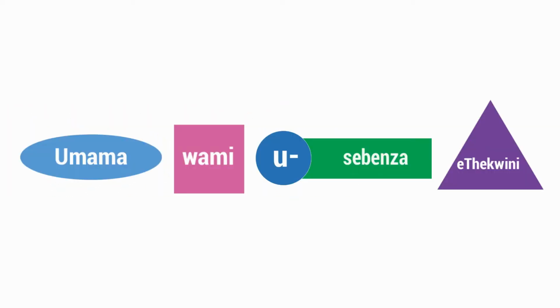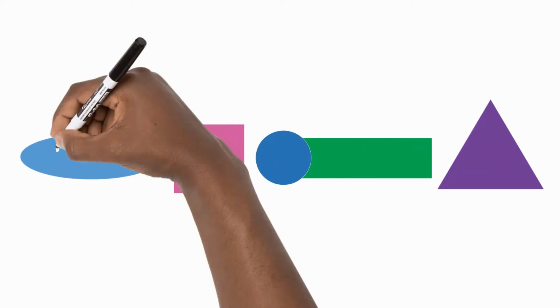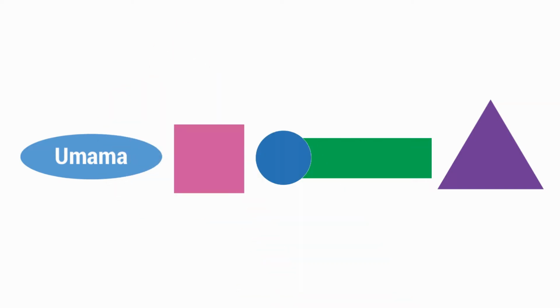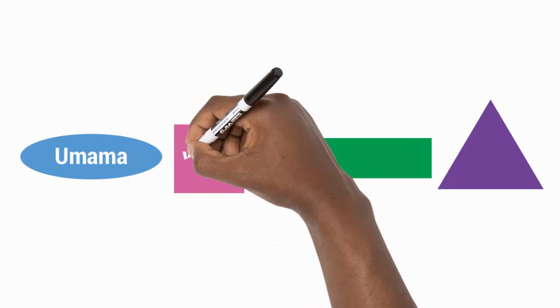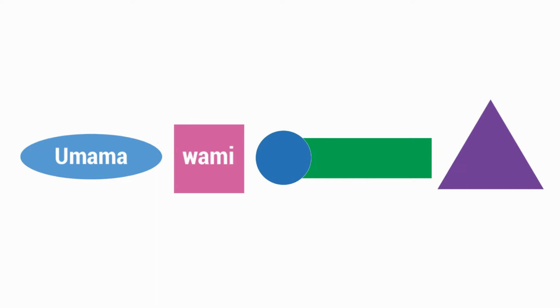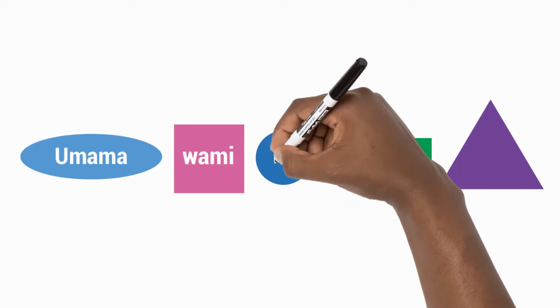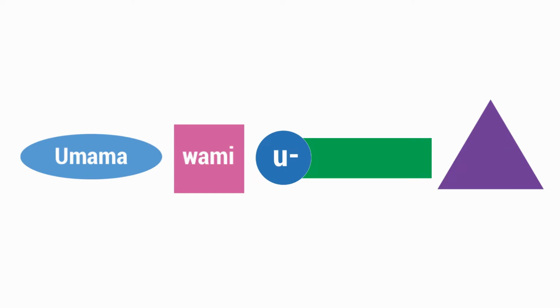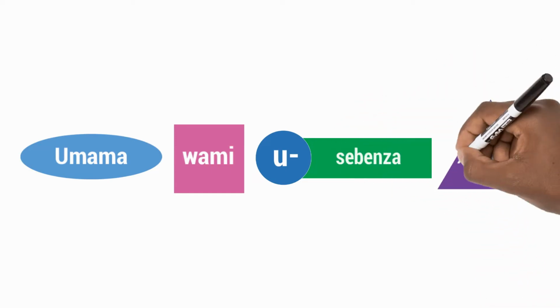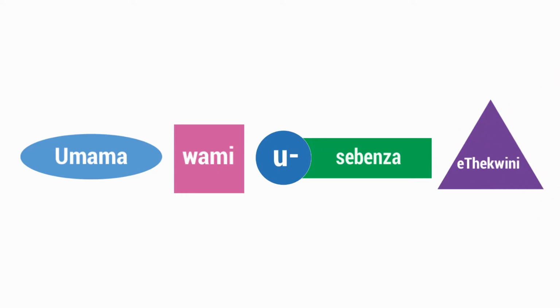Here is an example to clarify the frameworks we have created without the use of the conjunction. Umama wami usebenza eThekwini. The subject is umama. The describing word is wami. The subject concord is u. The type of stem is sebenza. The adjunct is eThekwini. Umama wami usebenza eThekwini.